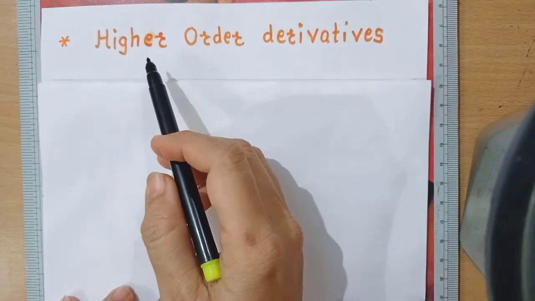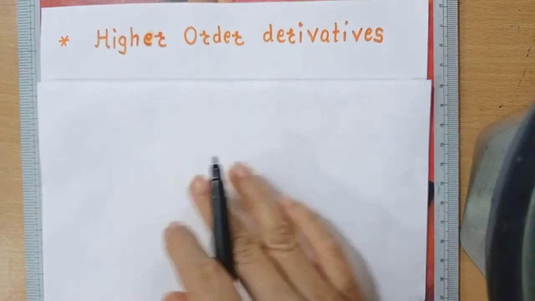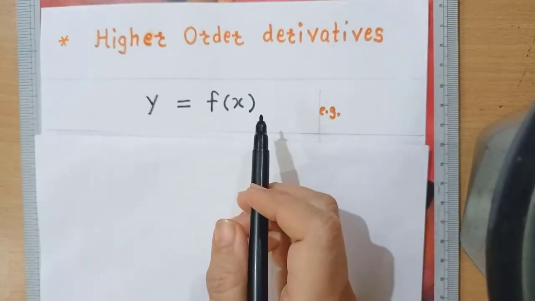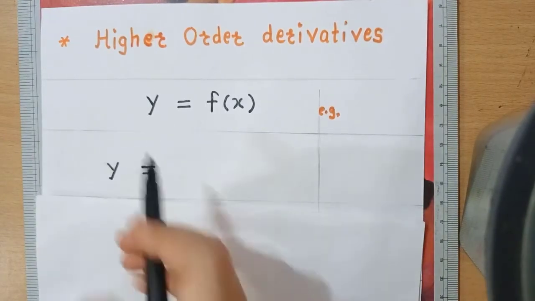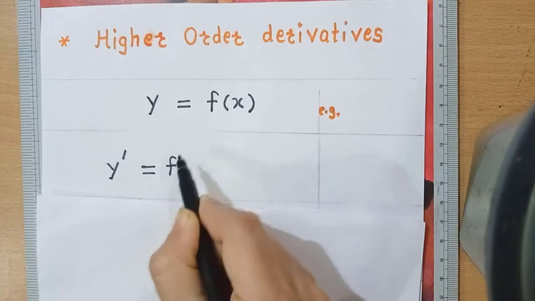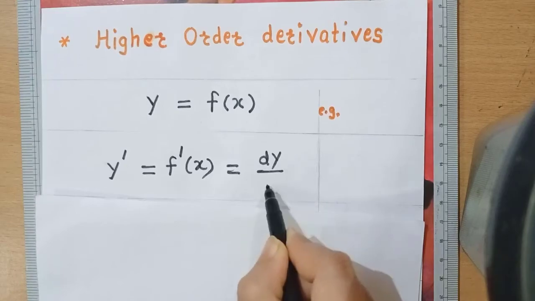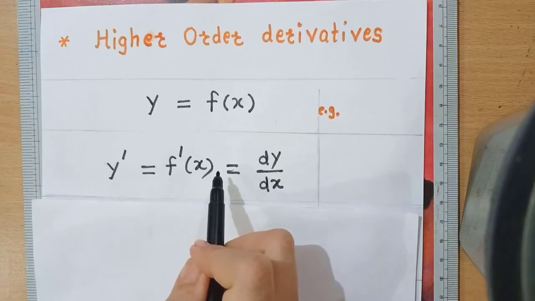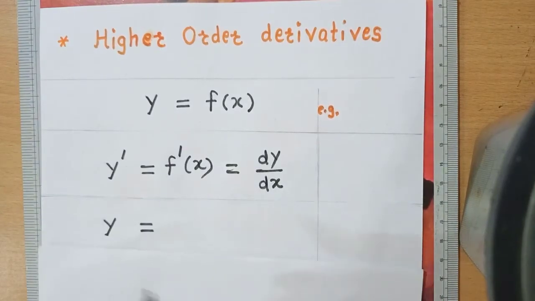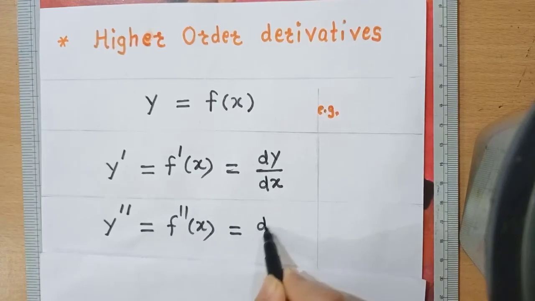Today we are going to study our last point of this chapter, which is higher order derivatives. Suppose y is equal to f(x) is a differentiable function of x, then its derivative is given by y dash, that is equal to f dash of x, and again that is equal to dy by dx. And suppose again this is a differentiable function of x, then its derivative is given by y double dash, that is equal to f double dash of x, and that is equal to d square y by dx square.